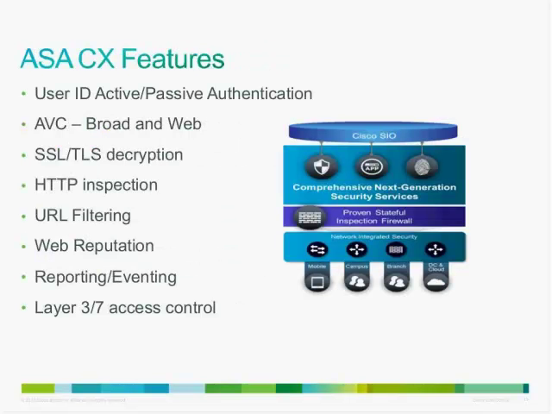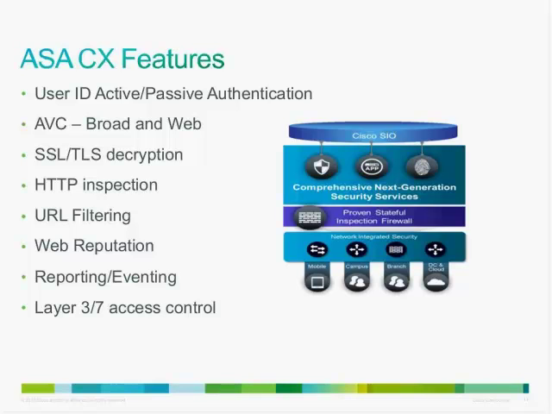So these are some of the features of ASA CX in detail. User ID, active and passive authentication. The ASA CX supports 2 authentication techniques for the users. I'm going to discuss them in detail in further slides. The second feature is broad AVC and web. What AVC means is application visibility and control. Broad means that ASA CX is intelligent enough to do a broad check on the applications, and it has a greater visibility.